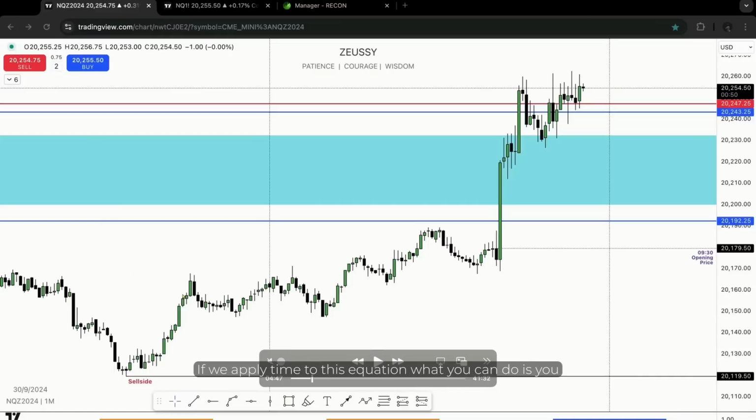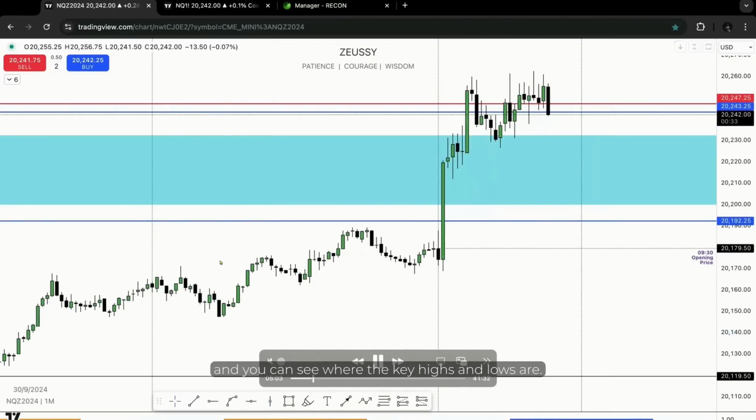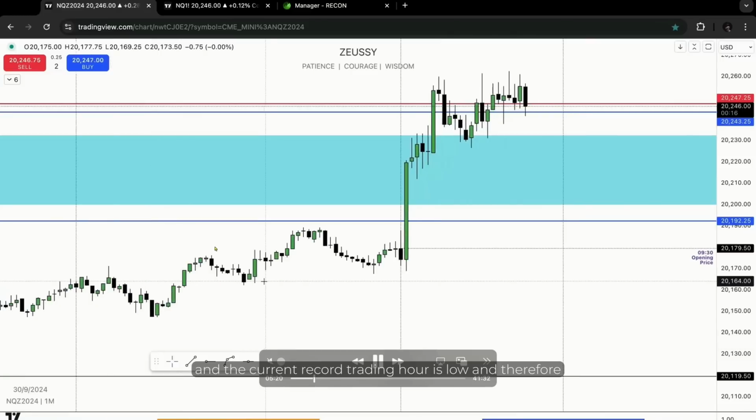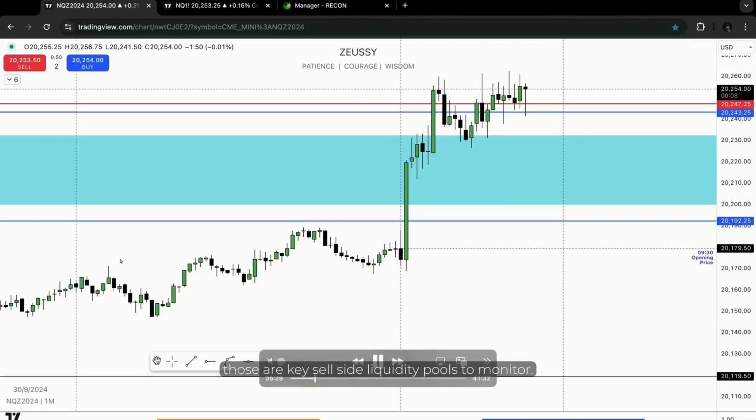If we apply time to this equation, what you can do is split this 90-minute cycle from 8:30 to 10 into three 30-minute cycles, and you can see where the key highs and lows are. In this case, a key low is, for example, here, and a key low is, for example, here, because this is the current 30-minute cycle low and the current regular trading hours low, and therefore those are key sell-side liquidity pools to monitor, just like this low is very important.